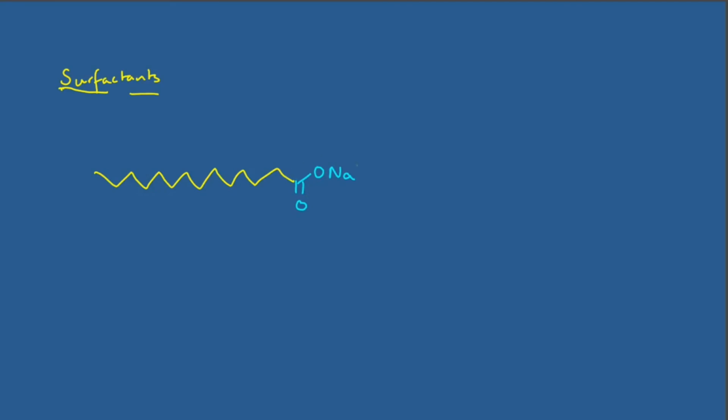So what we do is we look at this end here, and because this has got lots of electronegative oxygens, we've got an ionic group here with this O minus Na. So this is very, very polar. Okay? It's got charges in there. So this would like water. So this is hydrophilic. It loves water.